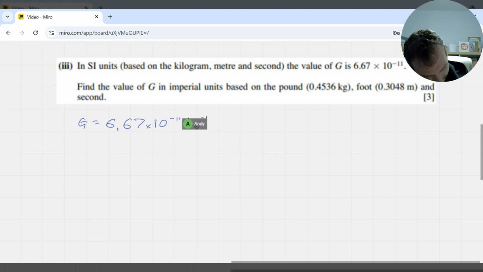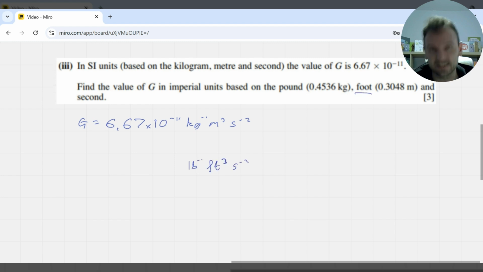Kilograms to the minus 1, meters cubed, and then seconds to the minus 2. And the problem is we're being asked to change this to be in terms of pounds. So lb for pounds to the minus 1, feet cubed, and at least the seconds are staying the same here. We're not changing that bit. Now, it's easy to get these conversions the wrong way around or ignore powers.